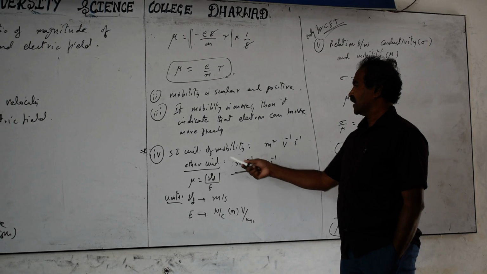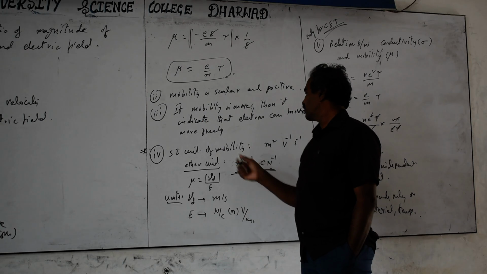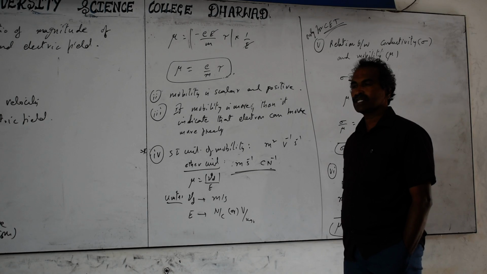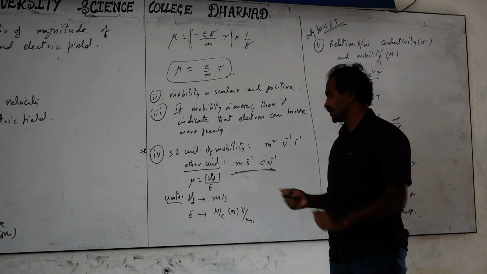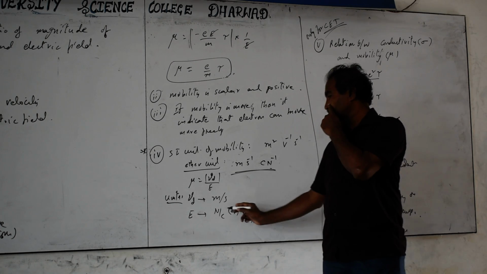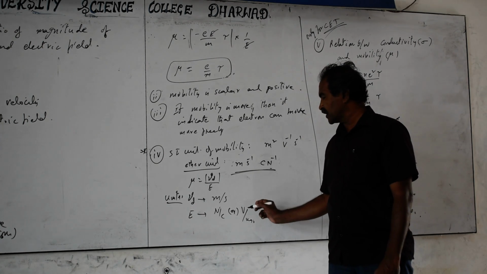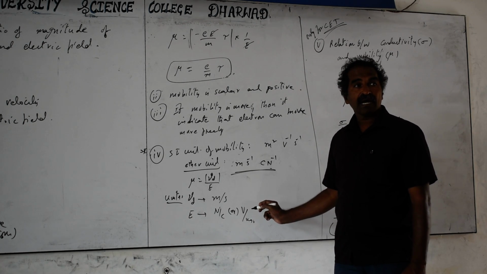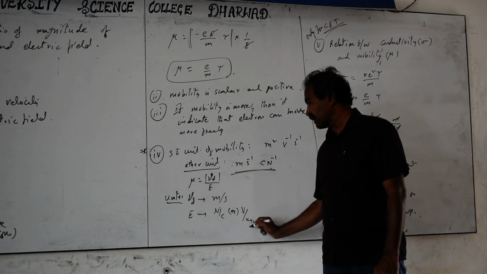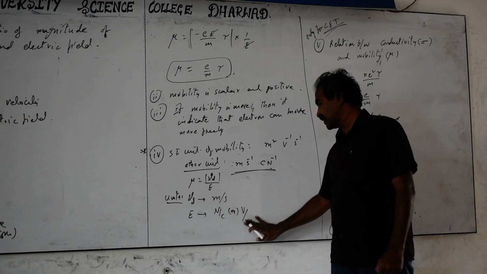Next is the SI unit of mobility. From the definition we can take the relationship mu equal to v by E, velocity by electric field. The SI unit of velocity is meter per second. And for electric field we have 2 units. Newton per coulomb, from the basic definition E equals F by q naught, or F by q, force by charge. Another unit: electric field equals V by r, or minus dV by dr. Based on that you get volt per meter. Electric field has 2 units, Newton per coulomb and volt per meter, both are acceptable as SI units.